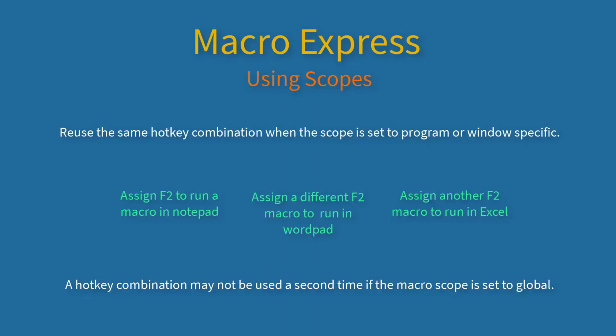You can reuse the same hotkey with program and window-specific macros. For example, you can assign an F2 hotkey to Notepad, WordPad, and a spreadsheet, each performing different functions. But you cannot reuse a global hotkey. It can only be assigned once.